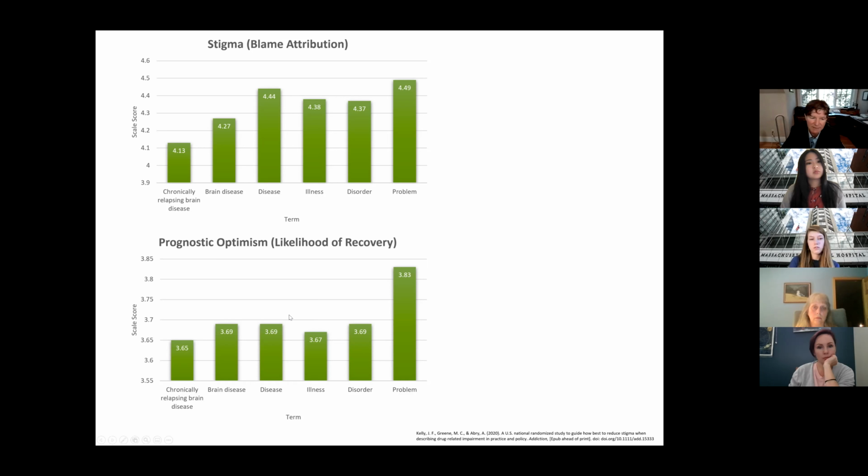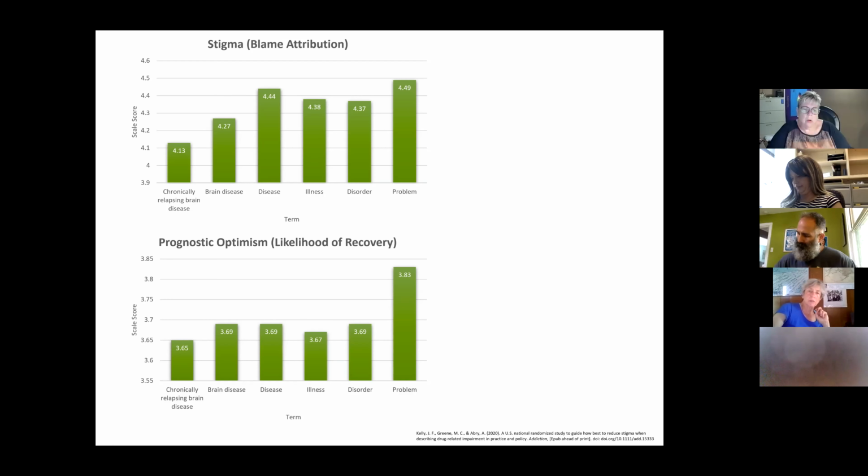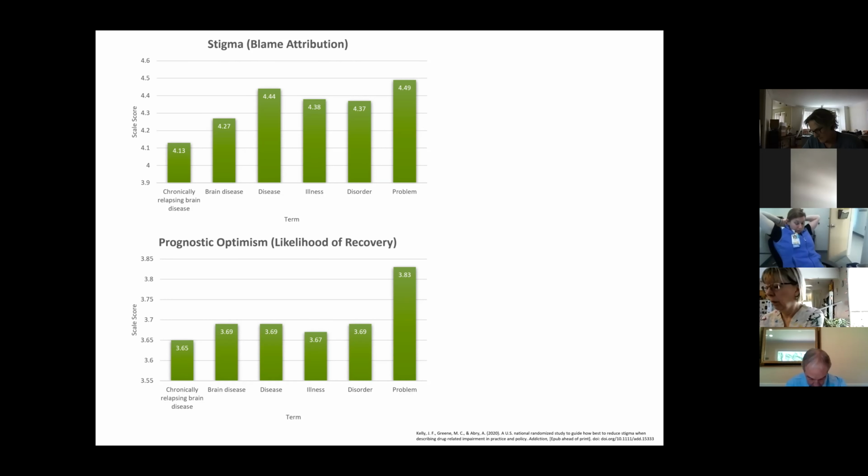In contrast, the perception that people can recover from a chronically relapsing brain disease also goes down. Their perception that that person is dangerous, that that person should be socially excluded, goes up when we talk about it in more biomedical terms. In contrast, you see over here, when we talk about it as someone having an opioid problem, the perception of prognostic optimism goes up, and the perceptions of that person being dangerous and should be socially excluded goes down.